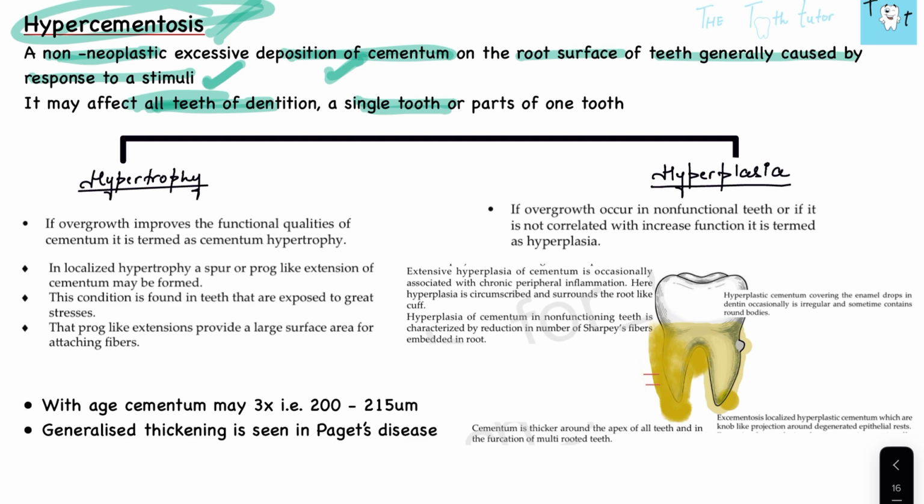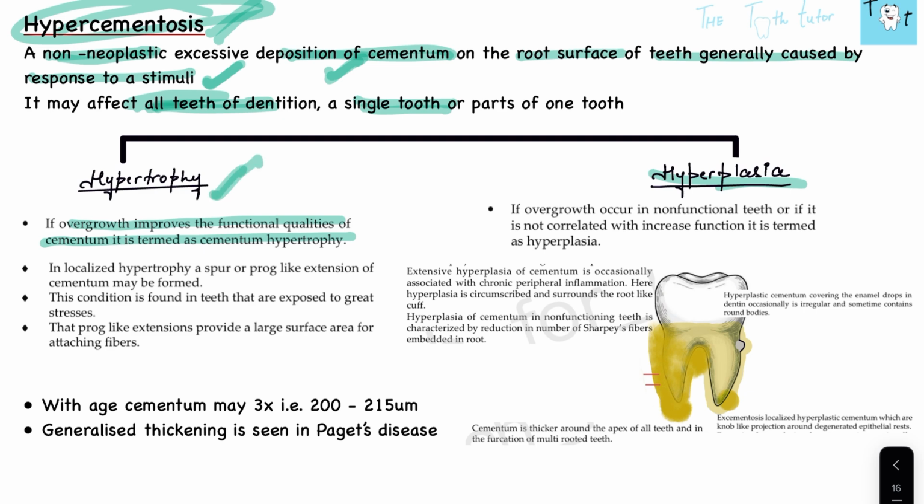Now there are two parts. There is hypertrophy and there is hyperplasia. So what is hypertrophy and what is hyperplasia? Hypertrophy is, if overgrowth improves the functional quality of the cementum, it is called hypertrophy. So if excessive cementum is getting deposited, let's say for adaptation, for providing anchorage, then it is called hypertrophy.